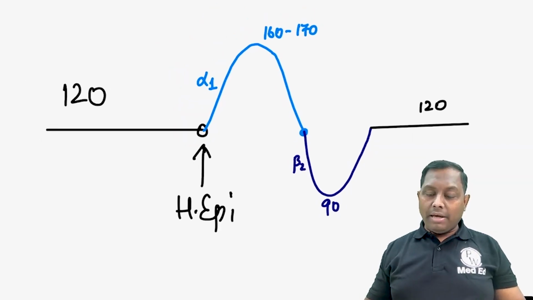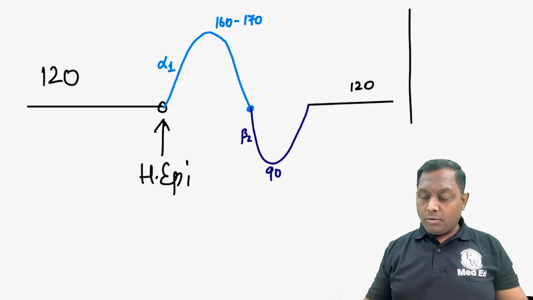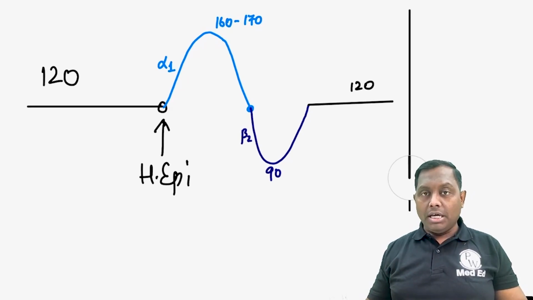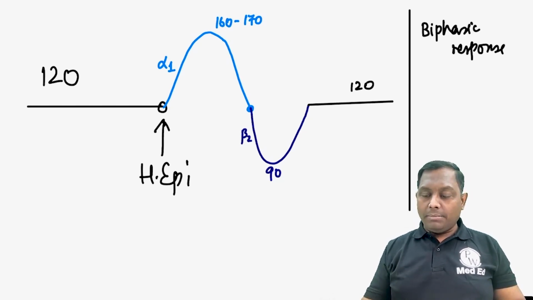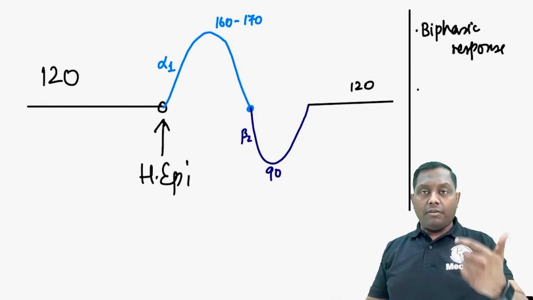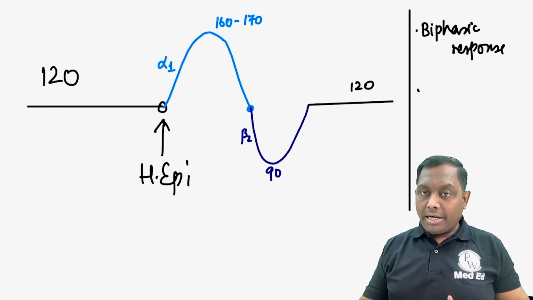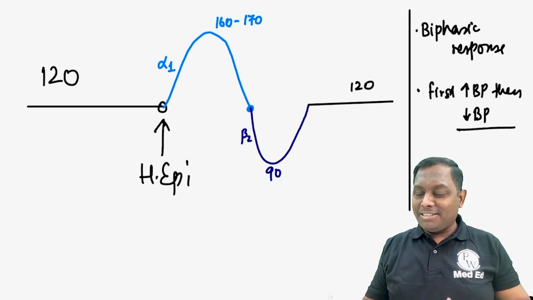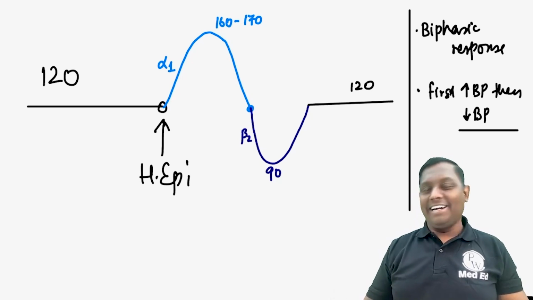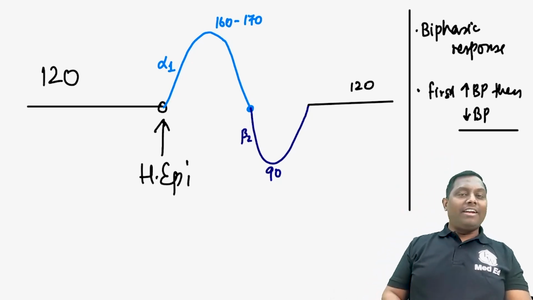So whenever we give epinephrine, if I ask you what is the normal response of epinephrine, epinephrine has a biphasic response. Am I correct? Yes or no? Definitely yes. What is the meaning of biphasic response? Because alpha 1 has a strong, predominant action, first there is going to be an increase in the blood pressure, and then there is going to be a decrease in the blood pressure. पहले बढ़ेगा फिर घटेगा, पहले बढ़ेगा फिर घटेगा.